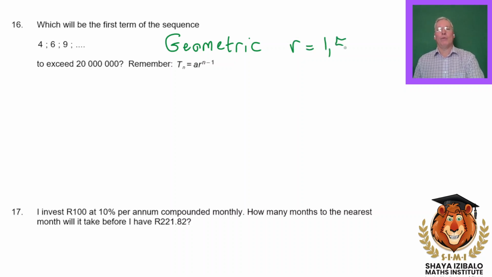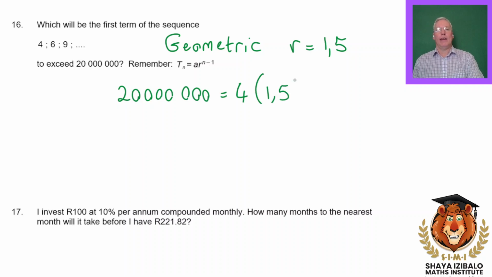Now the question asks, which will be the first term to exceed 20 million, to be bigger than 20 million? What we are going to do is find out which term is equal to 20 million. So remember a times r to the n minus 1. Now we don't know what n minus 1 is. There's an equation. How many variables in that equation? Just one. We're going to divide both sides by 4, and so we're going to get 5 million.